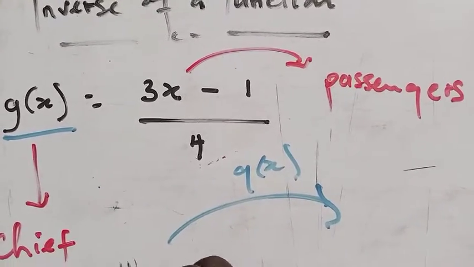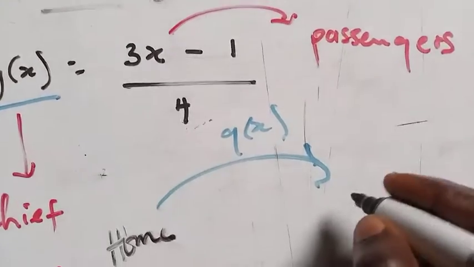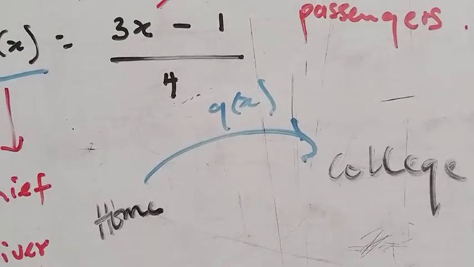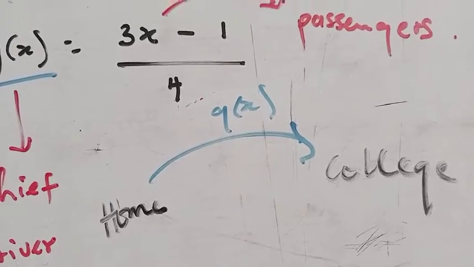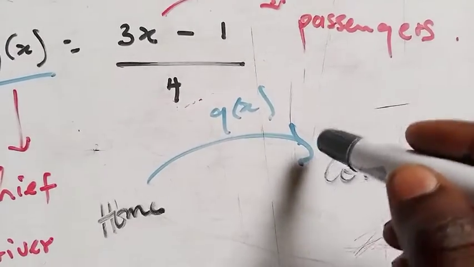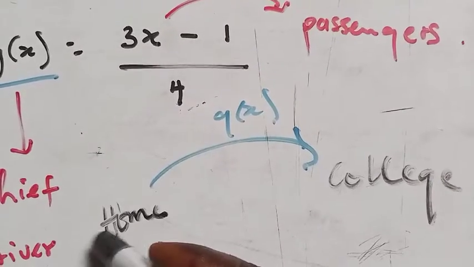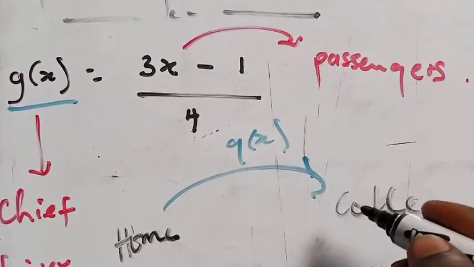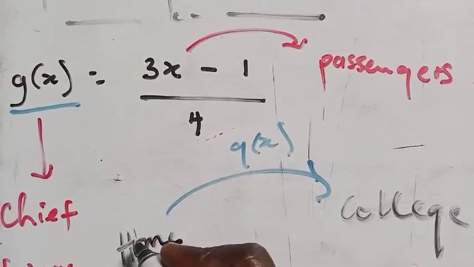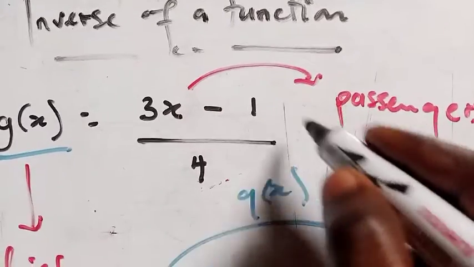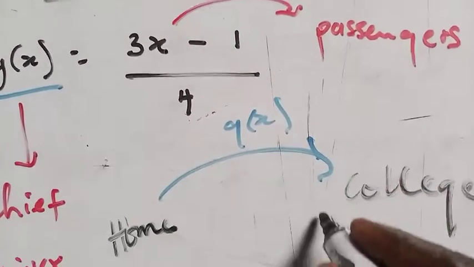So let's say this is the scenario. Your home is here, and this can be a college. The driver is conveying you from your various homes to the college. At the end of the day, he or she has to bring you back to your house. So in case he or she couldn't take you back to your various homes, then you need someone out of that vehicle to drive that vehicle to your home. Is that okay?